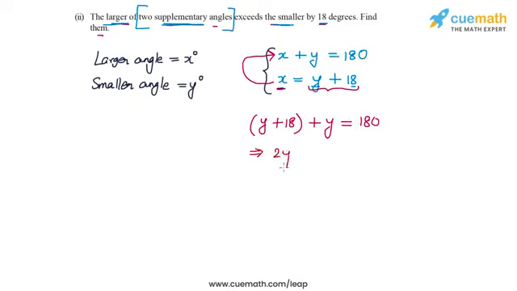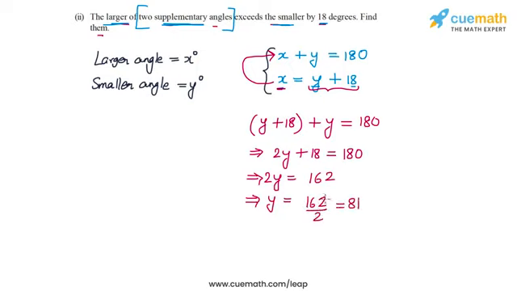So we have 2y plus 18 is equal to 180, which means that 2y is equal to 180 minus 18, or 162, and this means that y is equal to 162 by 2, which is equal to 81. So y is equal to 81, and now we can use the second equation to find x from y. So x is equal to y plus 18. So x should be equal to 81 plus 18, which is equal to 99.